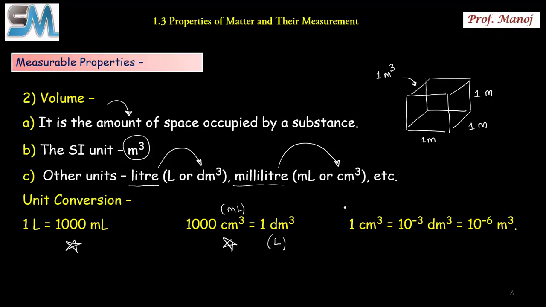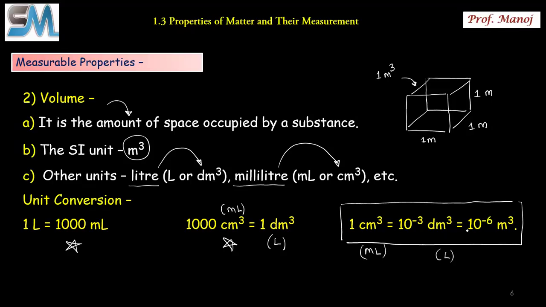So giving a complete conversion of all the units, this relation you can see. 1 milliliter is the same as 10 raised to minus 3 liter, 10 raised to minus 6 meter cube. You can even write this in a reverse way also. 1 meter cube is equal to 10 raised to 3 liter, 10 raised to 6 centimeter cube. Both ways the units work.